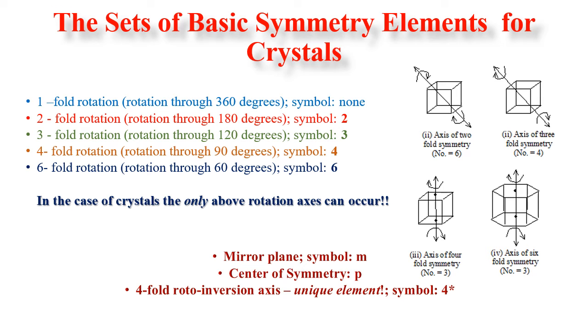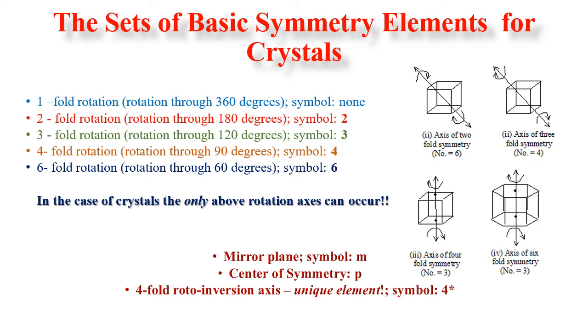So there is a set of basic symmetry elements for crystals. One-fold rotation, that is rotation through 360 degrees. The symbol is none, because one-fold rotation does not show symmetry in the axis. Two-fold rotation, or rotation through 180 degrees, gives the same type of features, or we get the same feature twice while rotating it through 360 degrees. So the symbol is given as 2.